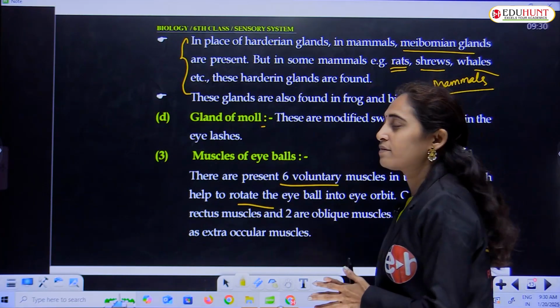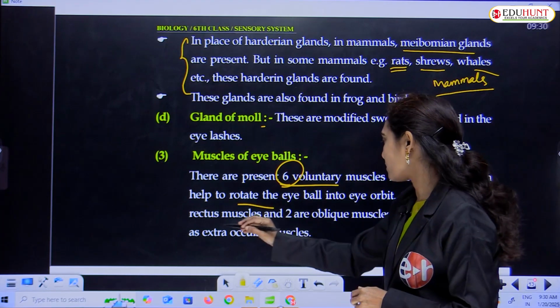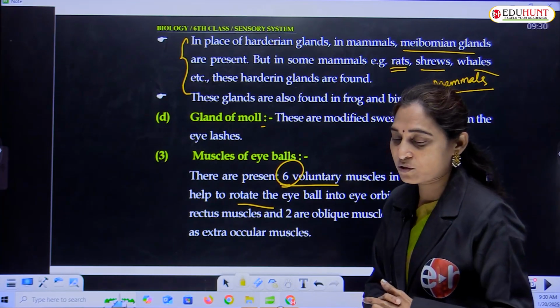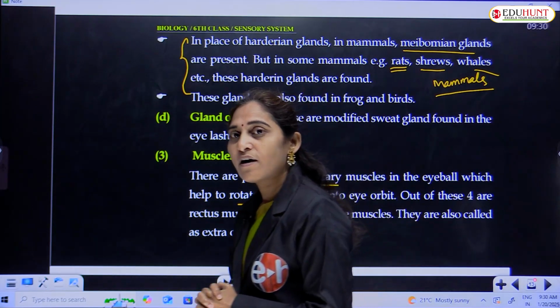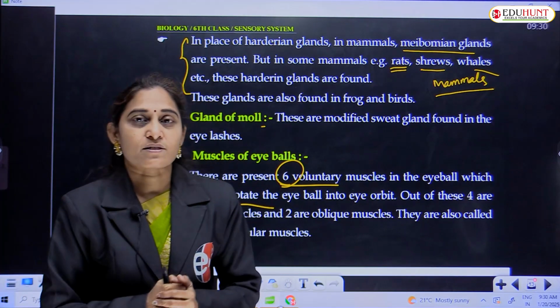Out of these 6 voluntary muscles, 4 are rectus muscles and 2 are oblique muscles. Remember, out of 6 voluntary muscles, 4 are rectus muscles.